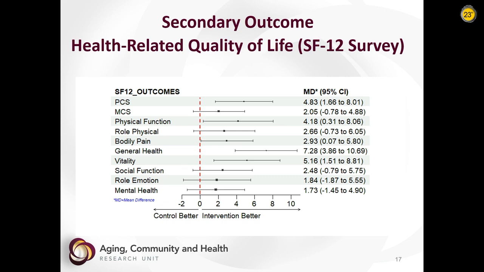So you can see that there were significant group differences in favor of the intervention in overall physical functioning, as well as three subscales within that domain, which were physical functioning, role functioning related to physical health, and vitality. So in other words, participants receiving the intervention reported greater improvements in these areas compared to those receiving usual care.